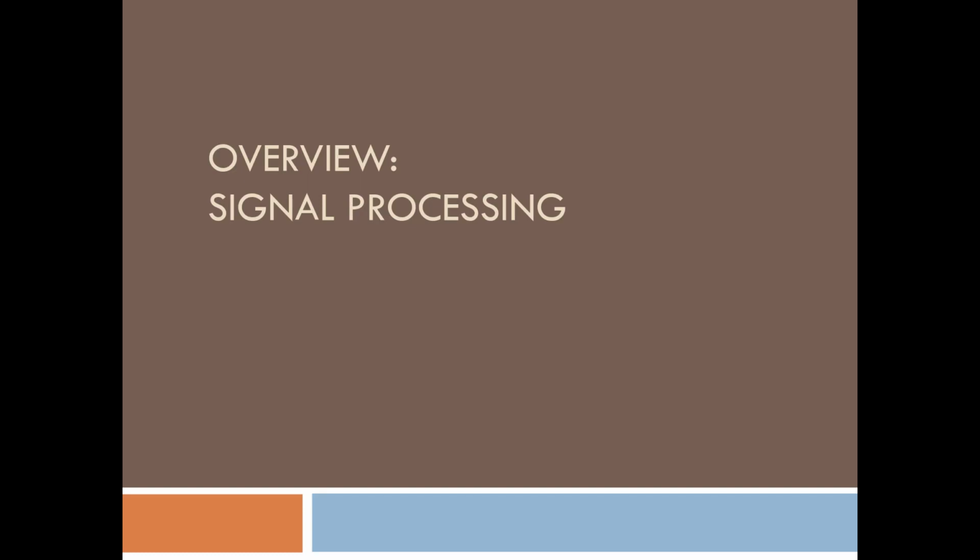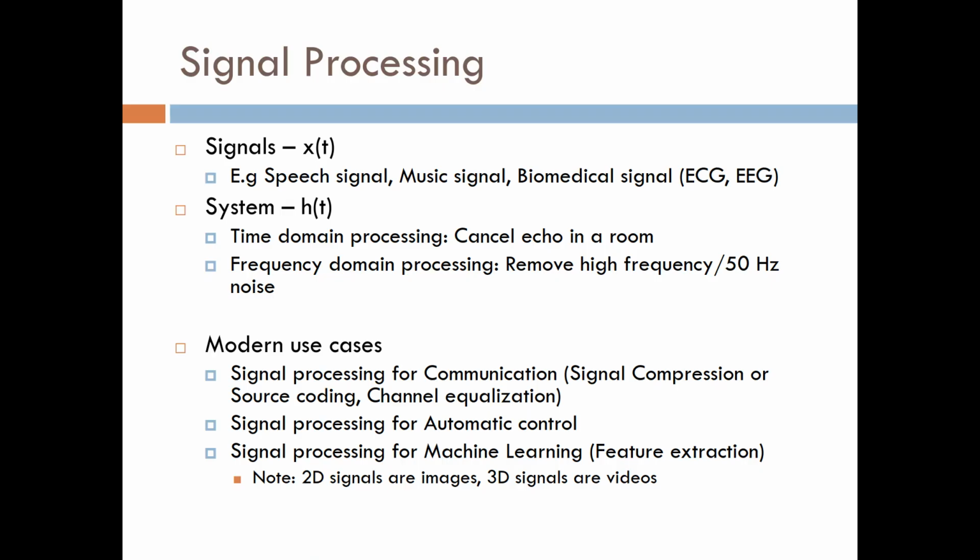Hello everyone. In this video, I'm going to be giving a general overview of signal processing. So what's a signal? A signal is any function that conveys information. It can be a speech signal, a music signal, biomedical signals, or in electronics terms, time-varying voltages, etc.